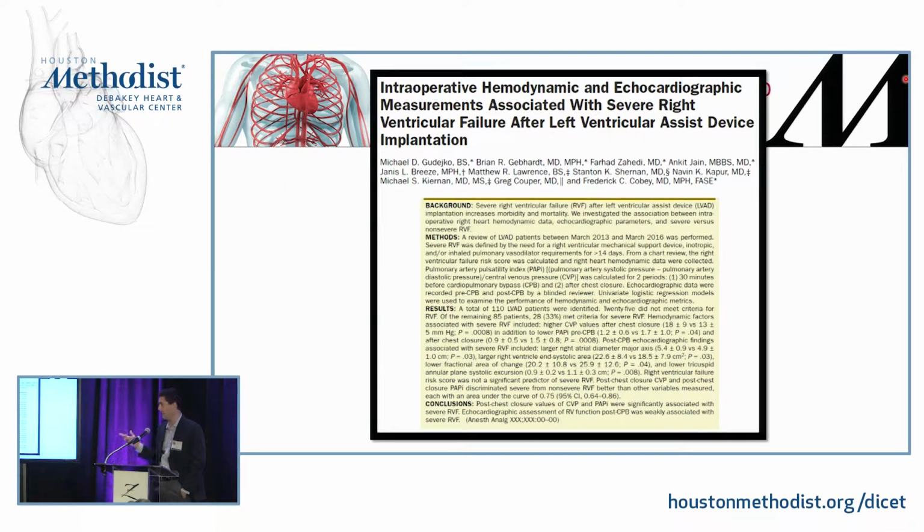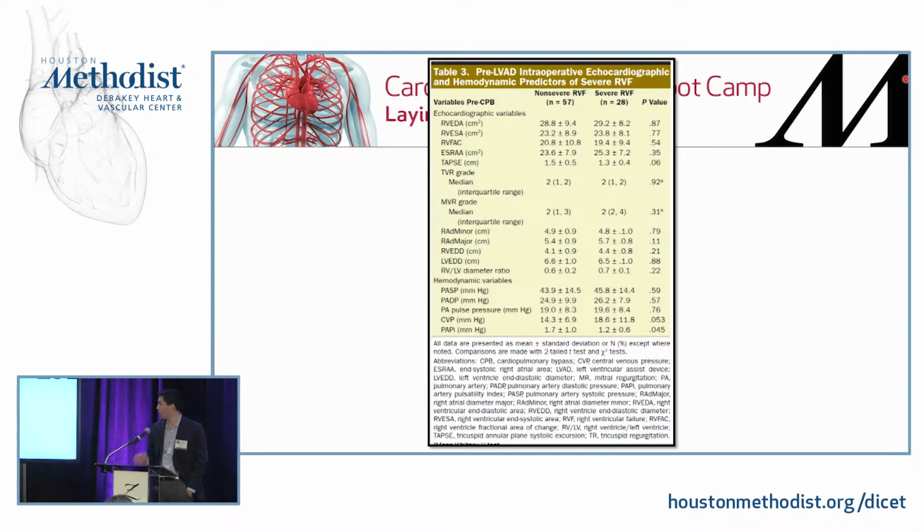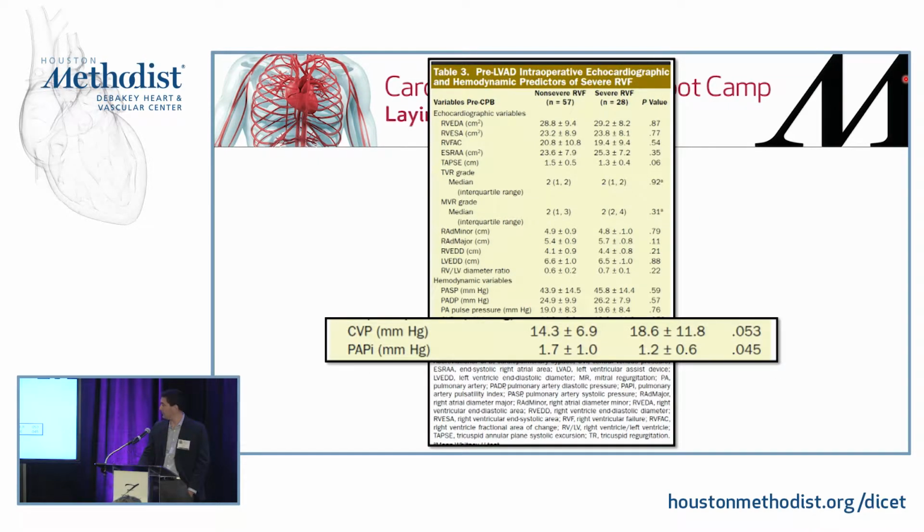And to sort of drive that point home, this was a study that was just published this year in April, and it looked at both hemodynamic and echo variables, and again, it was in LVAD patients, and it sought to determine which ones were most associated with RV failure. And they looked at those variables pre-op and after the chest was closed. So among all the pre-op variables they looked at, both echo and hemodynamic, they found that CVP and PAPI were the only ones that achieved statistical significance for being associated with RV failure. And you can see the cutoff there around 18 with the CVP.